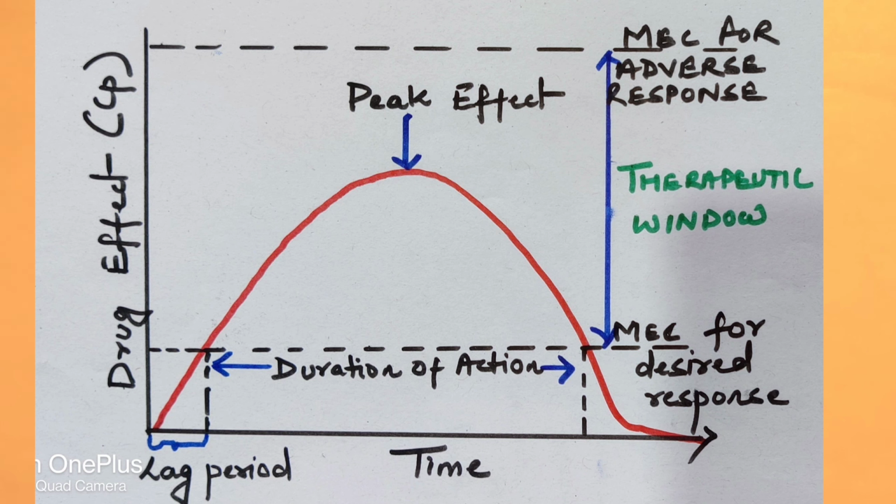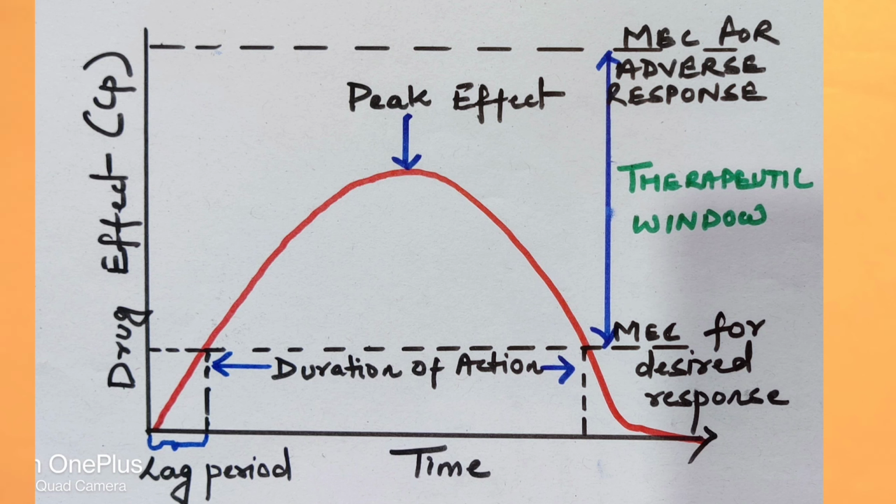The drug effect disappears when the drug concentration falls below the minimum effective concentration of desired response. So there is a minimum effective concentration of desired response beyond which the onset of effect is seen, and below the minimum effective concentration of desired response, the response becomes subtherapeutic or the response disappears.